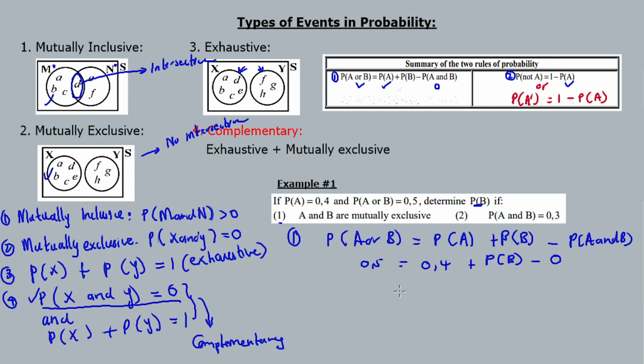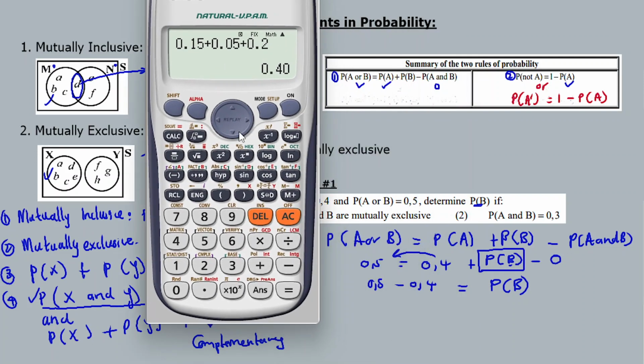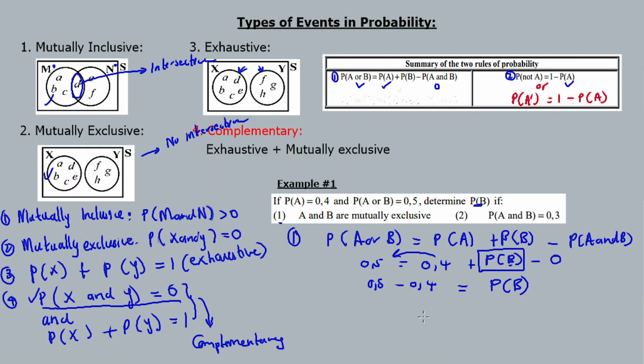Then we solve for B. 0.5 minus 0.4, we transpose so that only B remains. The probability of B minus 0 is the probability of B. 0 is 0, there's no need to transpose. 0 represents nothing, so there's nothing there. So the answer is 0.1. So the probability of B is equal to 0.1.